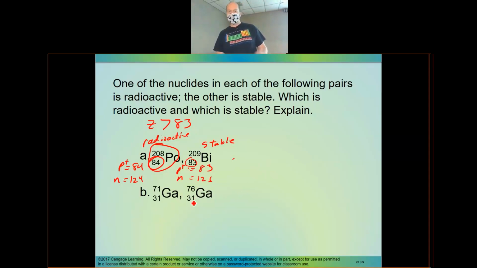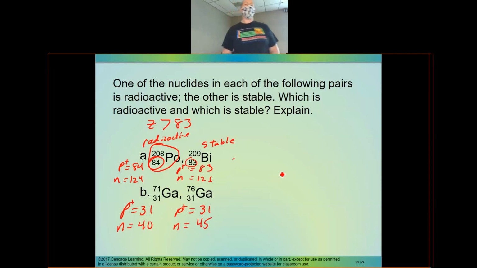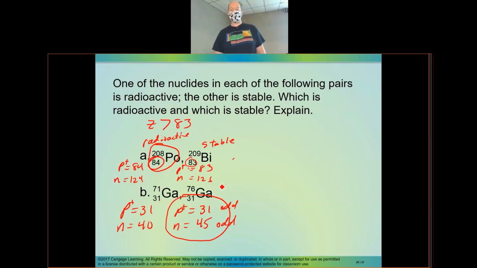Down here, they're both 31, neither one greater than 83. So you have protons, 31 here and 31 here, the same. Neutrons here, you've got 40, and neutrons here, you've got 45. What you see here are two odd numbers: 31 is odd, 45 is odd. The chances of that being stable are very, very slim. And so you predict this one to be unstable, radioactive.